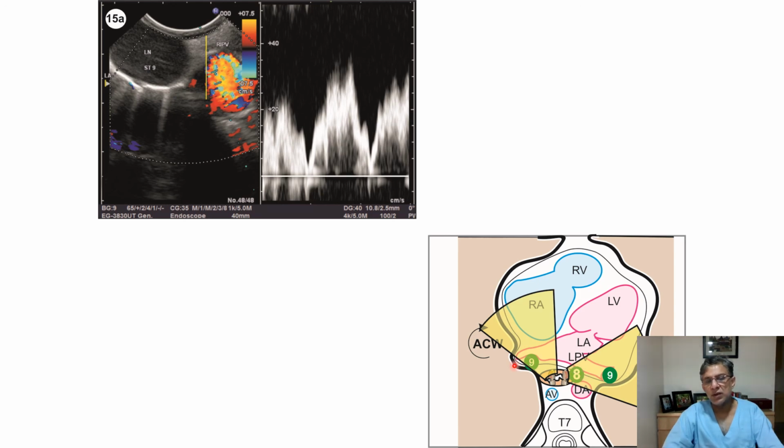Station 9 nodes will be seen when you are deep into the bronchus and when you are following the pulmonary veins. Below that you will find them.